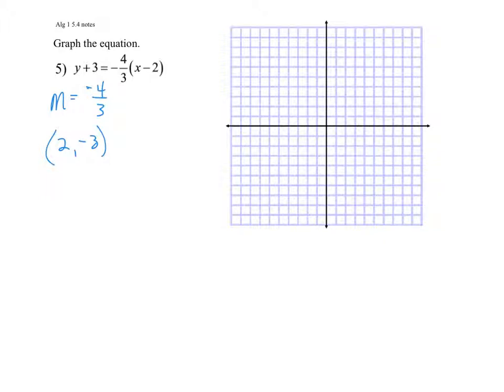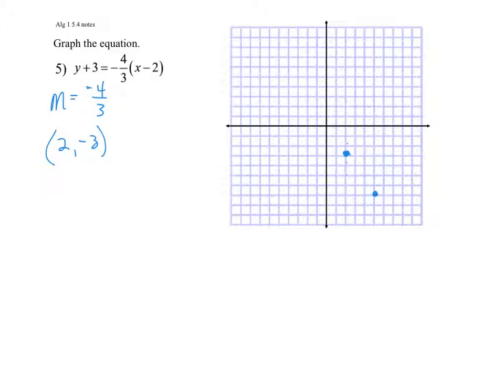So I've got 1, 2, and minus 3, 1, 2, and 3. So I've got 1 point right there. All right, and I've got a slope of negative 4/3. So I'm going to count down 4 spots and go to the right 3. So 1, 2, 3, 4, and 1, 2, 3. So my next point would be right over there.